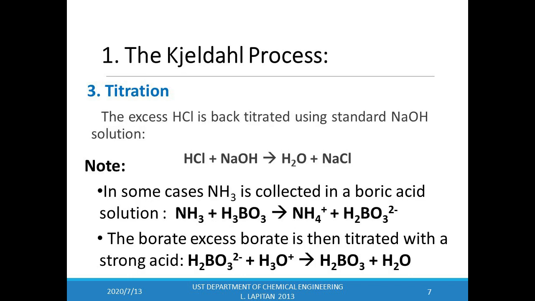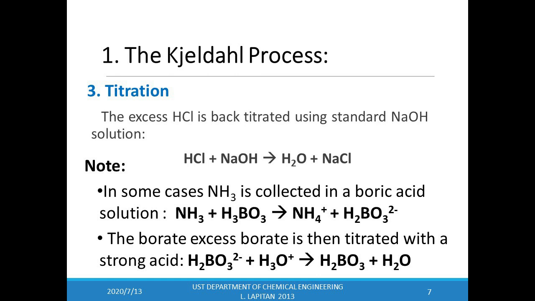In the next step, the amount of ammonia or the amount of nitrogen present in the sample is then determined by back titration. As the ammonia dissolves in the acid trapped in the solution, some of the HCl is neutralized. Now, the acid that is left behind can be back titrated with a standard solution of a base such as sodium hydroxide or any other bases. In some cases, ammonia is collected in boric acid solution, and the reaction is shown here. Now, the excess borate is then back titrated with a strong acid as shown in this equation.